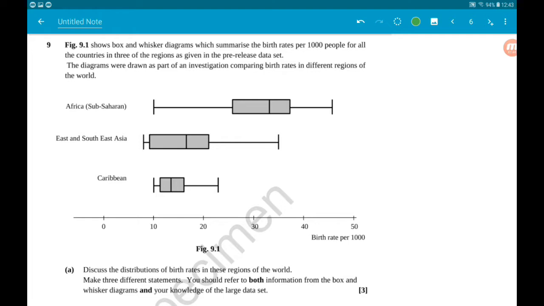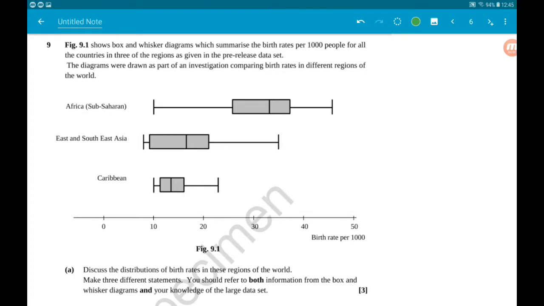Okay, so this is taking me back to A-level geography. In general, birth rates are higher in poorer countries because there is less birth control and people tend to be less educated in poorer countries, so there's going to be more births. So with that in mind, let's make three statements and talk about them.